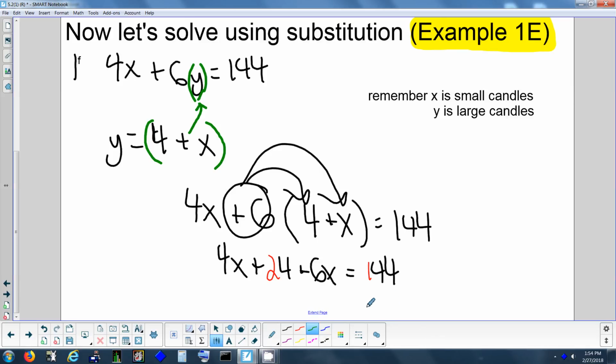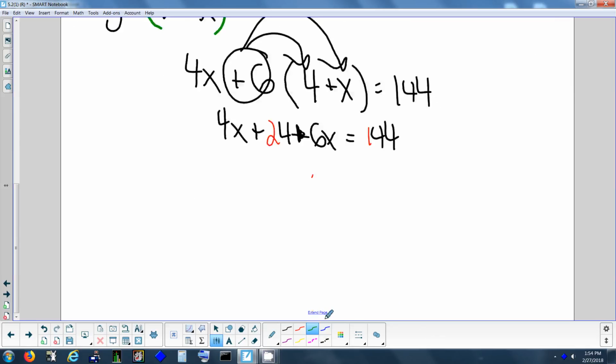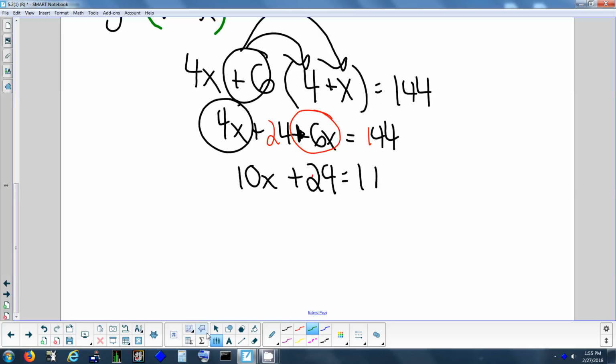Is that a plus or a minus? That's a plus. Okay, now, next, what do I have to do? Combine like terms. Savannah, what are my like terms? And tell me if they're positive or negative. Positive 4x and 6x. When you combine those two things, Savannah, what do you get? 10x. Bring the plus 24 down, equals 144.